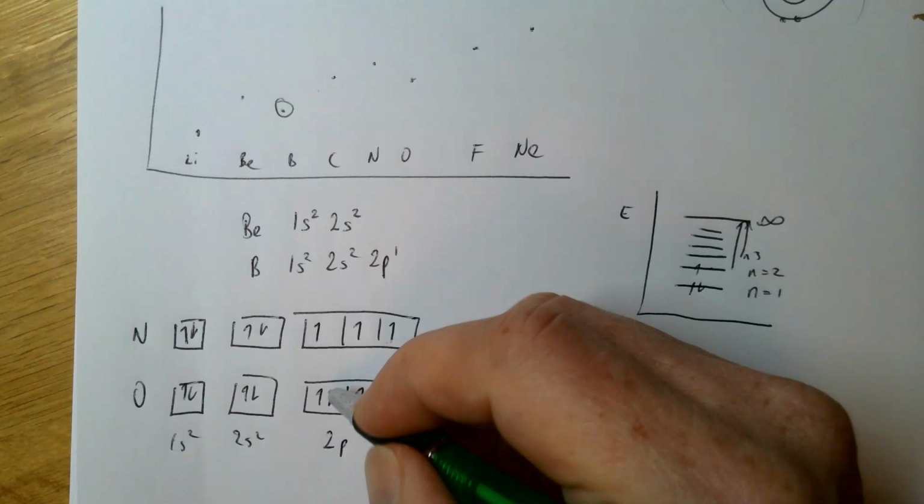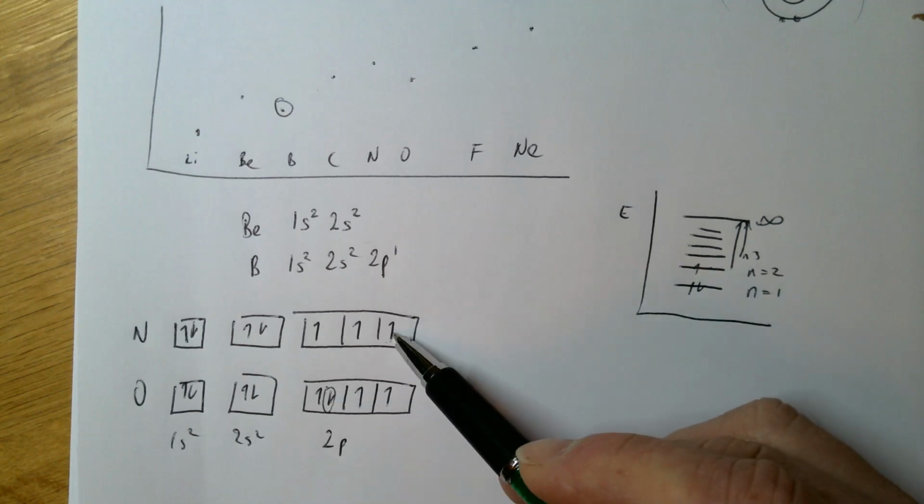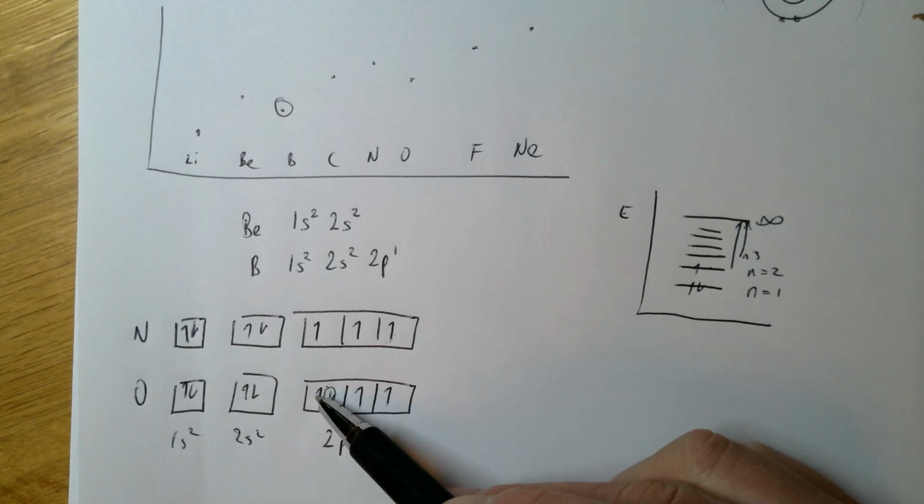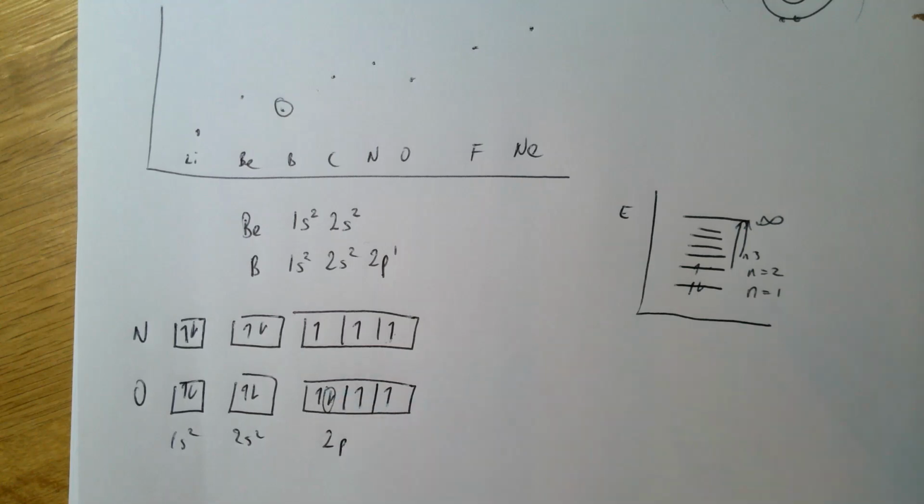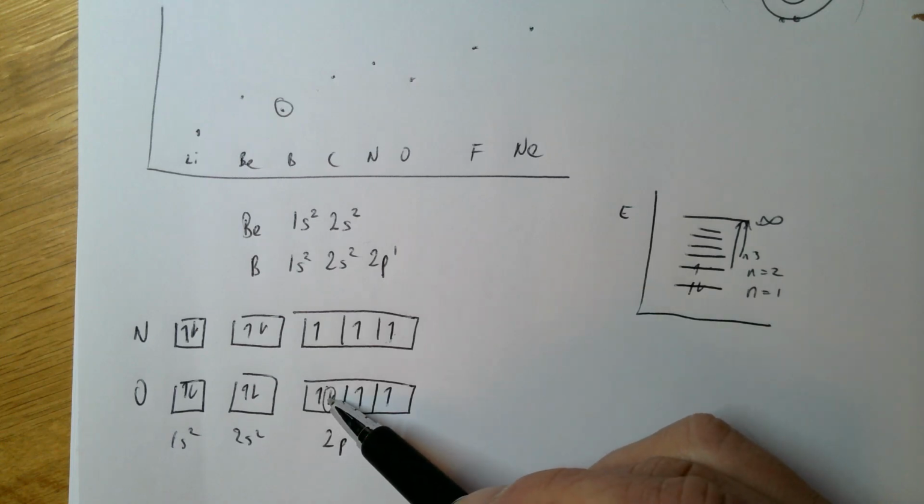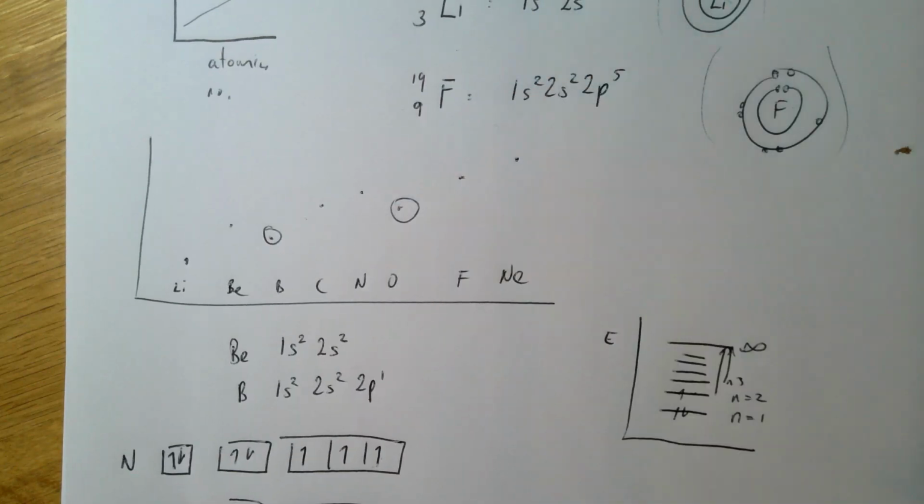So this electron is ever so slightly easier to remove than this electron or any of these electrons, because it's in an orbital with another electron, and because electrons are both negatively charged, there's a slight repulsion between them, which makes that electron ever so slightly easier to remove than this one. So that's what the drop in ionisation energy is there for.